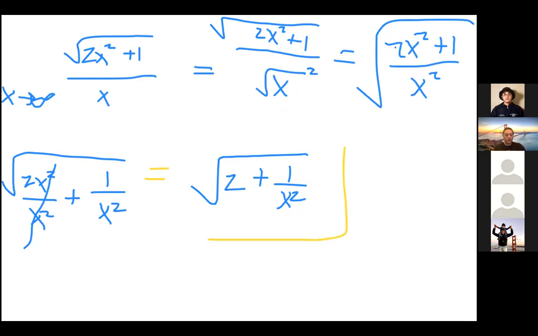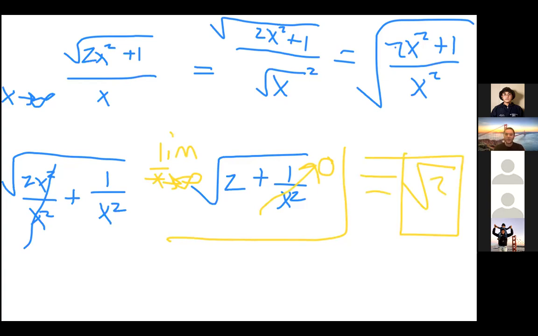Now we are here. We take the limits as x approaches infinity. We know that 1 over infinity is just 0. This term goes to 0. We are left with the square root of 2. Shout out to Brian for getting that 100% correct.